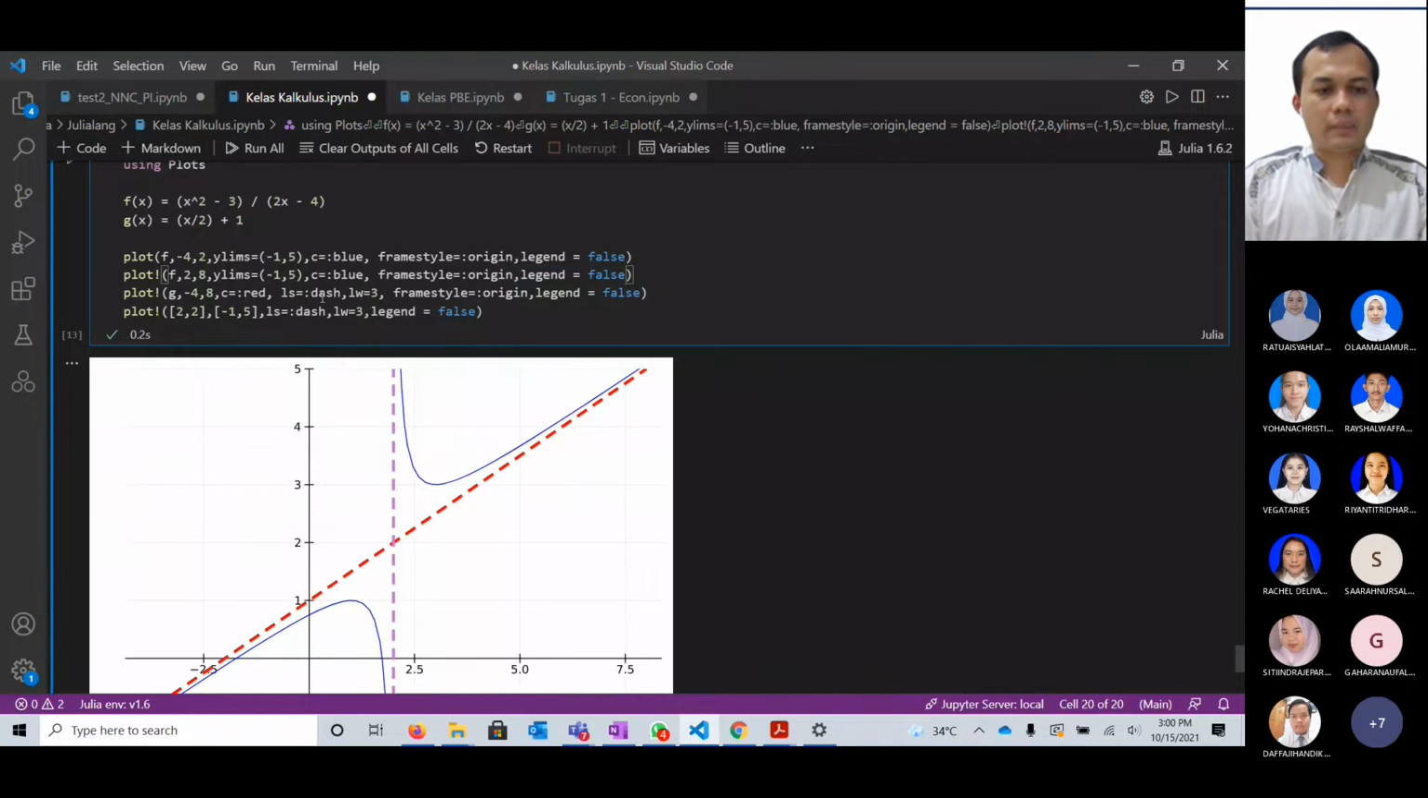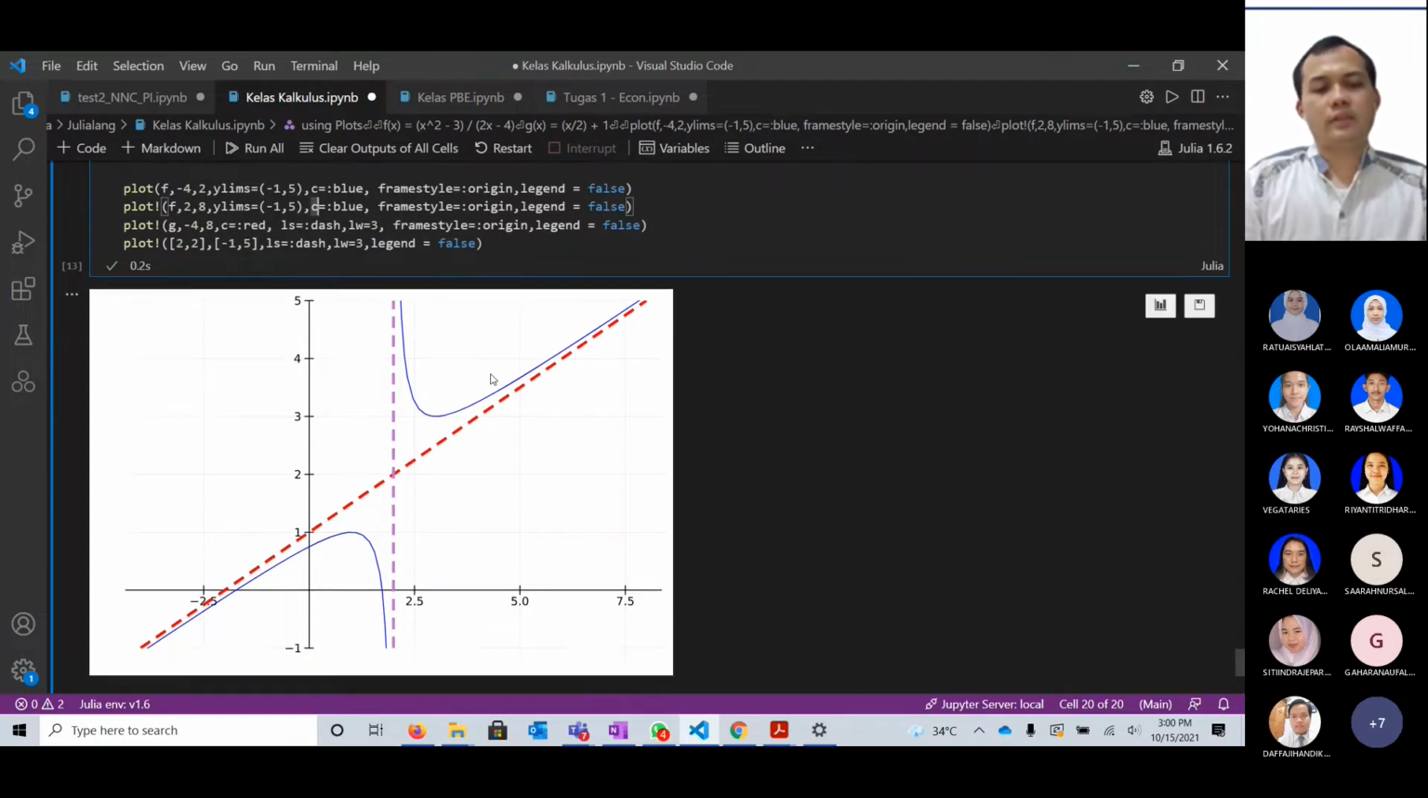Yang merah ini yang saya kasih warna merah ya, color red. So what we plot here is g, which is this function, x over 2 plus 1. So we have this slanted line asymptote. Any question? No, sir. Is it clear?